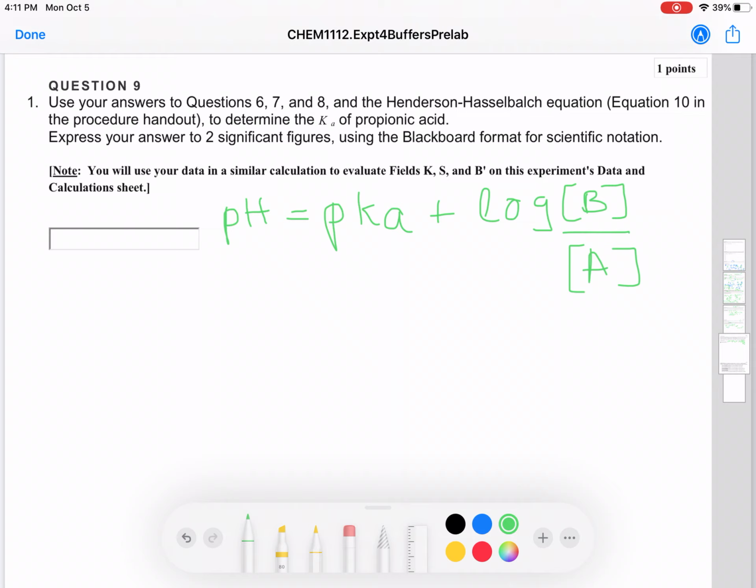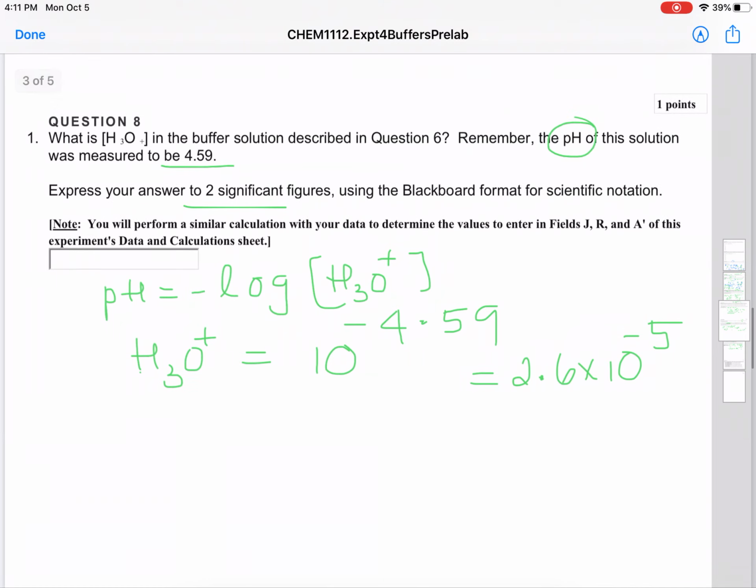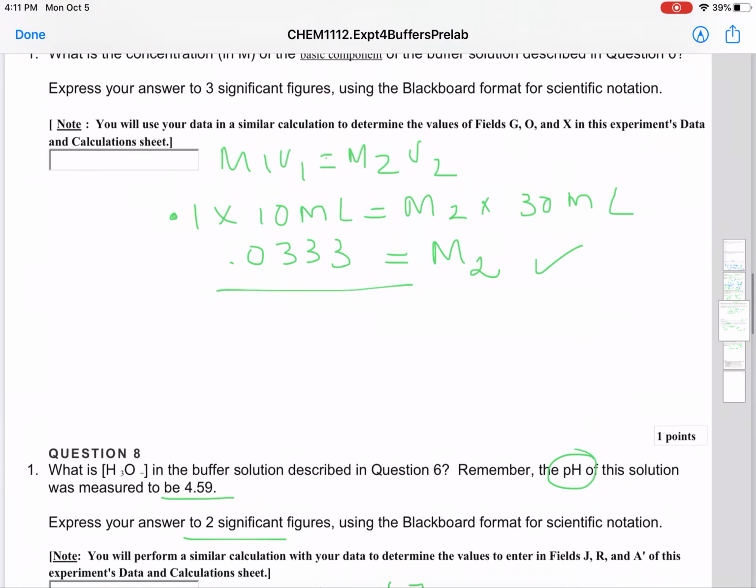So we need to find Ka. But with this equation, first we can find the pKa. Once you find the pKa, we know how to calculate the Ka. The pH of this solution was given to us as 4.59. So pH is 4.59, and we don't know pKa, plus log of the concentration of base. Remember, we found the concentration of the base. How did we find it? Right here.